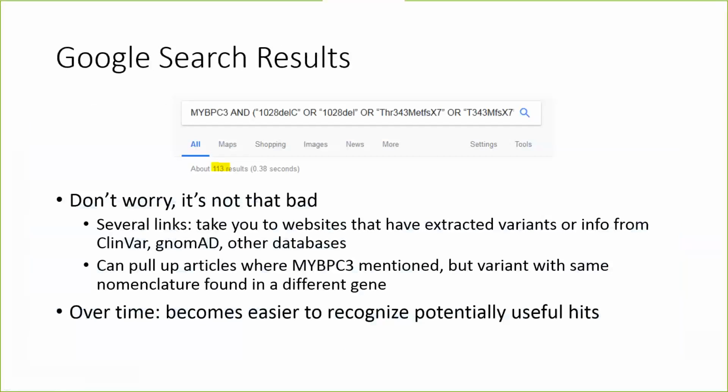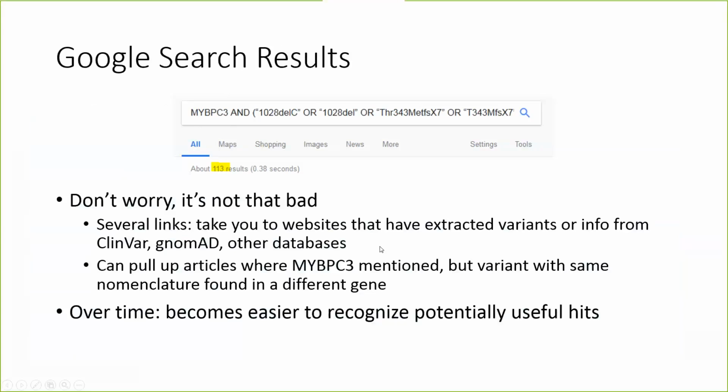So I'm going to show you an example of what you might get for a Google search result for this MYBPC3 frameshift variant. So I pop that into the Google search term, and you might flip out and go, oh my gosh, 113 results. I have to look at all of these links. I promise you it is not that bad. Over time, I promise it gets much more efficient and quick to do this. You will begin to recognize which links are worth pursuing and which are not. Oftentimes the links it will take you to are ones that you might have already looked at.